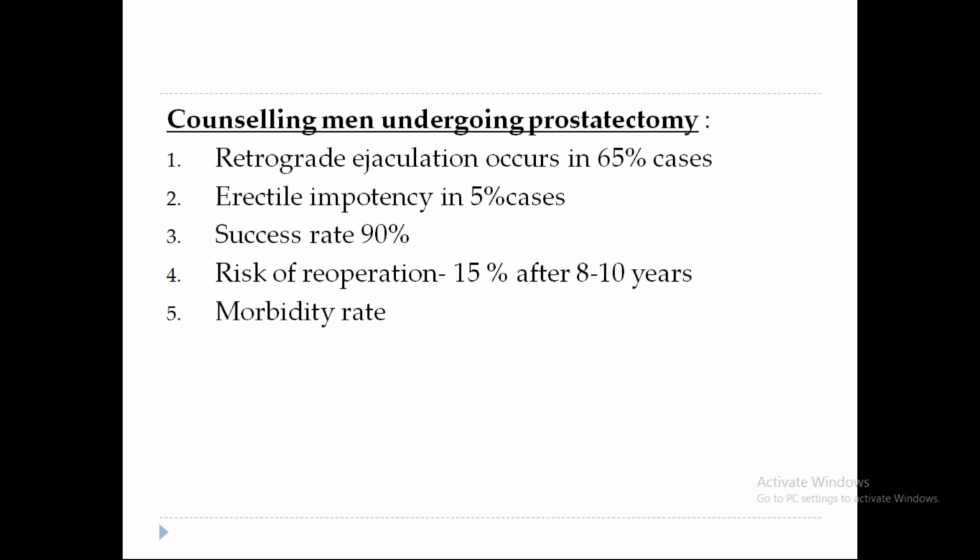So, if a patient is undergoing prostatectomy, then you have to counsel the patient about these complications. Retrograde ejaculation occurs in 65% of these prostatectomy cases because of the sphincter damage. Erectile impotency in 5% of the cases. Usually the success rate is 90%, but the risk of reoperation can be present in 15% of individuals after 8 to 10 years. And you have to explain regarding the morbidity rate also. So you have to counsel for these complications first before going for surgery.